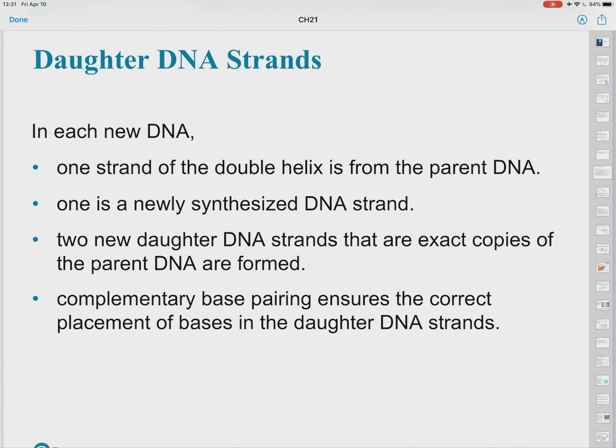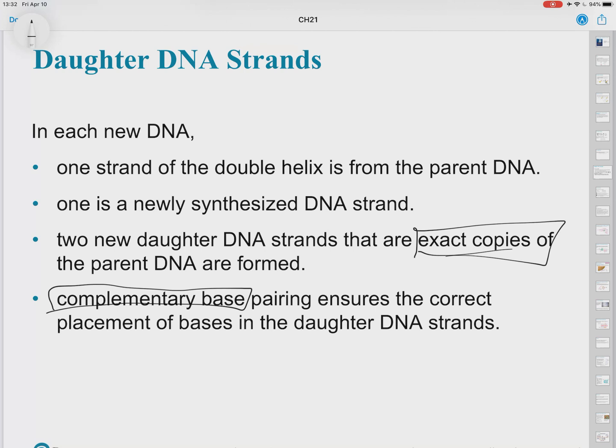So at the end of replication, you're going to get a new double helix that looks exactly like the parent double helix. Now, when we say exactly like, there are mutations that happen. We'll talk about all the errors that happen and also the proofreading that takes place. But still, mutations do happen, and so ideally it would be exact, and it probably is the majority of the time.